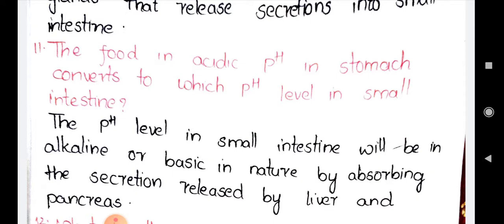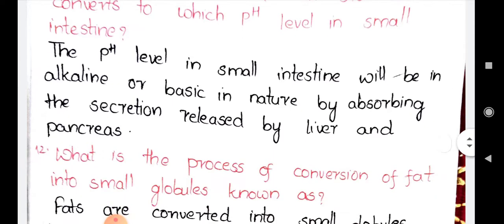The pH level in the small intestine will be alkaline or basic in nature by absorbing the secretions released by the liver and pancreas. While in the stomach the food is acidic, but while going into the small intestine it changes to alkaline nature. How does it change? The small intestine receives the secretions from the liver and pancreas, and due to these secretions the acidic food changes to alkaline nature. So that is the answer for this question. Next, going to the next question.